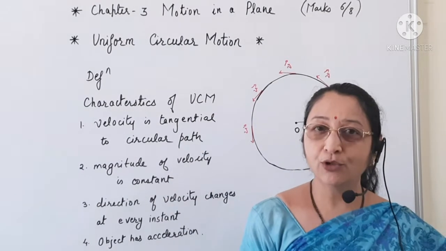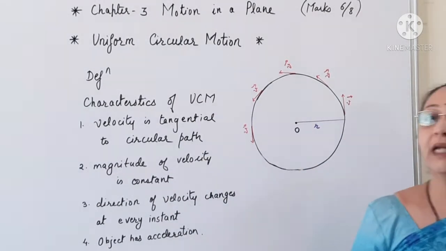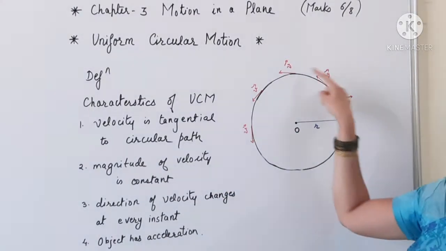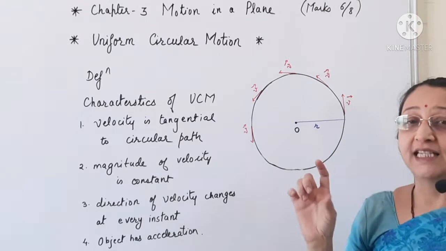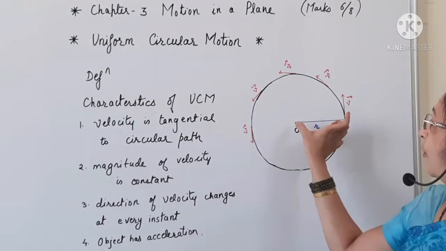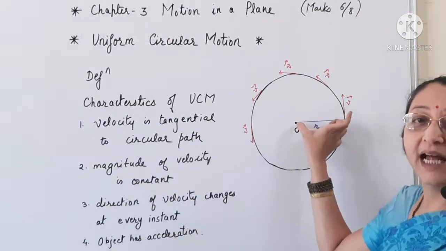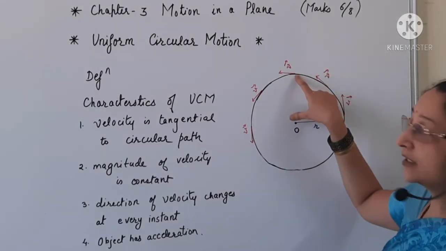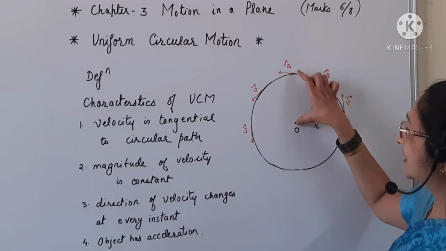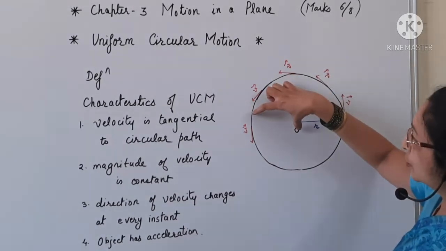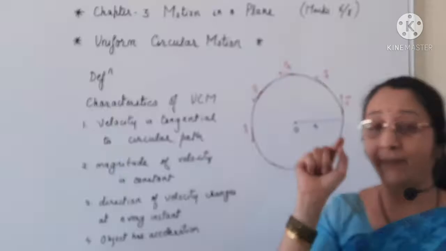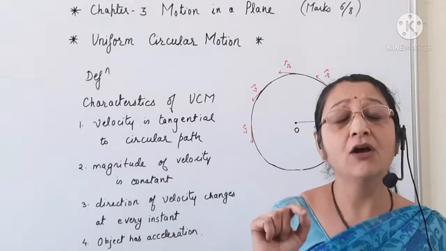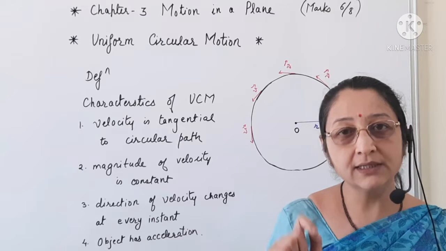What is a circular motion? A circular motion is a motion when a particle which is moving is always at a fixed distance from the center of the circle. This particle which is on the circle is always at a fixed distance from the center. So each particle on the circumference is at a fixed distance from the center of the circle.